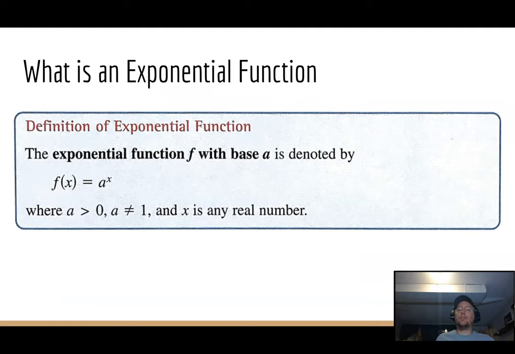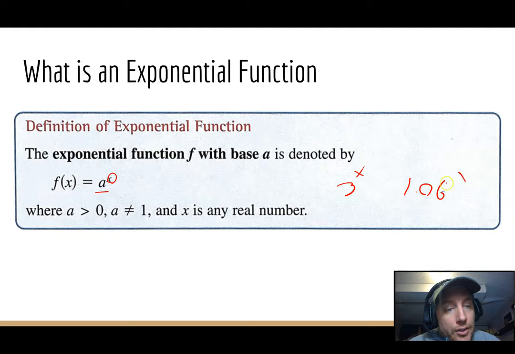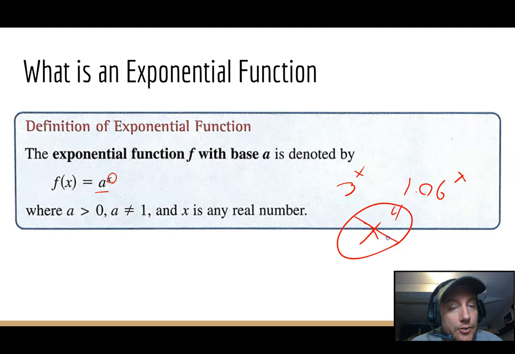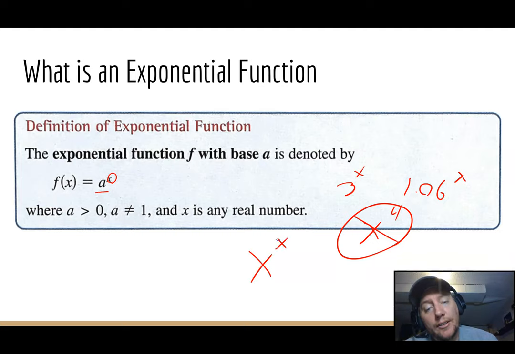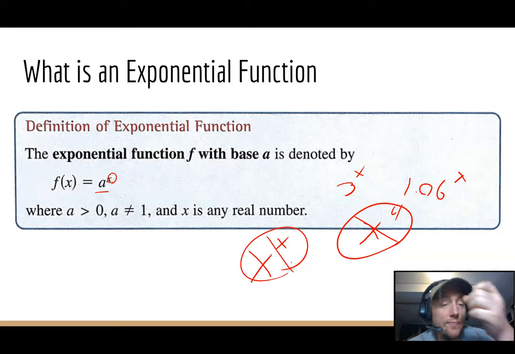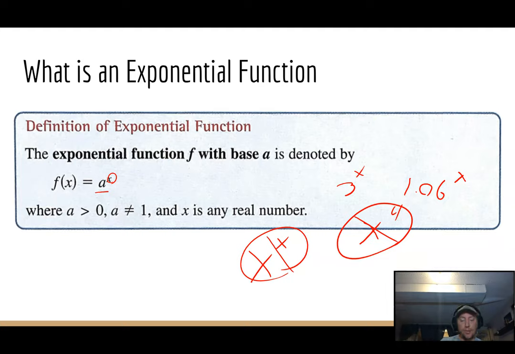First of all, what is an exponential function? It is a function if it has a number with an x as an exponent. So like 3 to the x, that's an exponential function. 1.06 to the x, that's an exponential function. X to the 4 is not an exponential function. The x has to be the exponent, and that's the only place there can be an x. You could have x to the x, but that's not an exponential function either. So, if it has a number with an x as an exponent, it's an exponential function. That's pretty much all you have to worry about in terms of whether it is an exponential function or not.